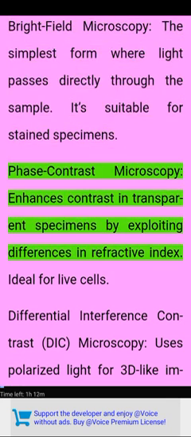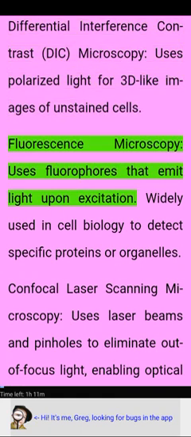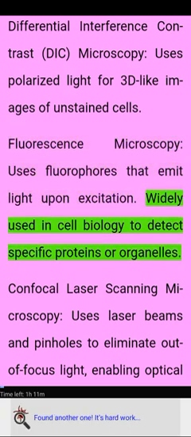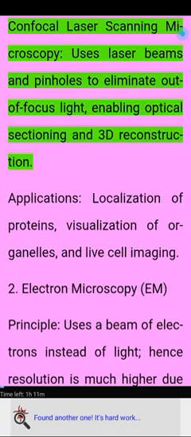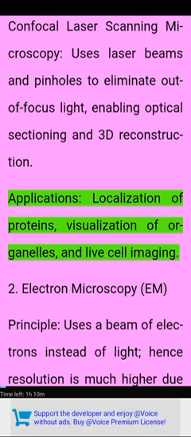Phase contrast microscopy enhances contrast in transparent specimens by exploiting differences in refractive index. Ideal for live cells. Differential interference contrast, DIC, microscopy uses polarized light for 3D-like images of unstained cells. Fluorescence microscopy uses fluorophores that emit light upon excitation, widely used in cell biology to detect specific proteins or organelles. Confocal laser scanning microscopy uses laser beams and pinholes to eliminate out-of-focus light, enabling optical sectioning and 3D reconstruction. Applications: localization of proteins, visualization of organelles, and live cell imaging.